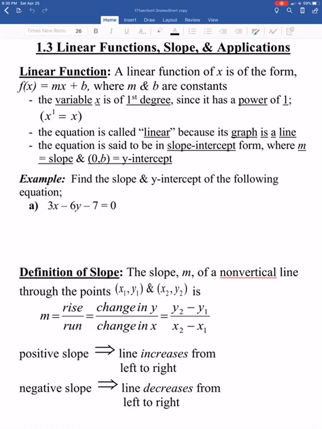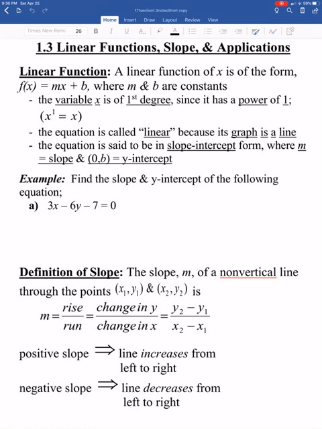So in a linear function, we've got a function of x of the form f of x equal to mx plus b, right, where m and b are constants. So with this, we talk about our slope-intercept form, right? We've seen y equal mx plus b form before. So this is our slope-intercept form for a linear function.